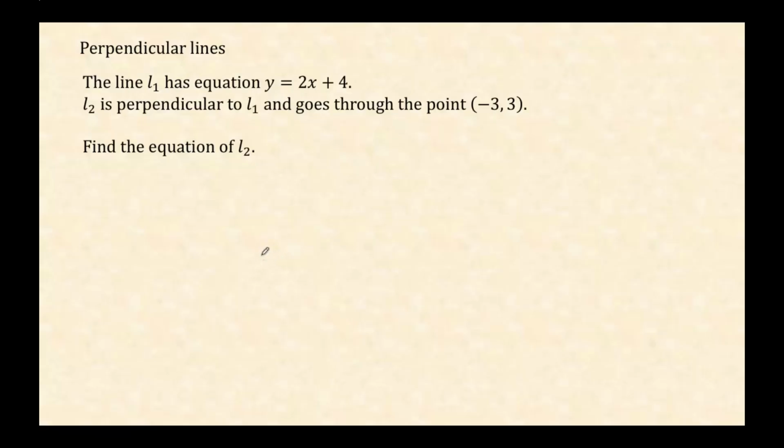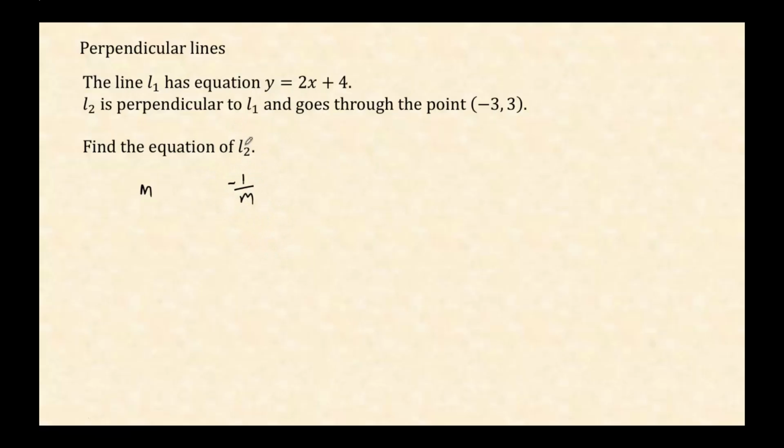So one of the things you've probably learned in GCSE is that if you have one line with a gradient of m, the perpendicular gradient to that is minus 1 over m. So we're going to use this result to solve this question, and then at the end of the video I'll talk a bit more about why this is true.